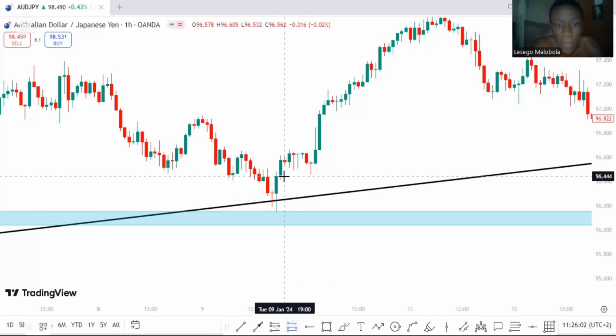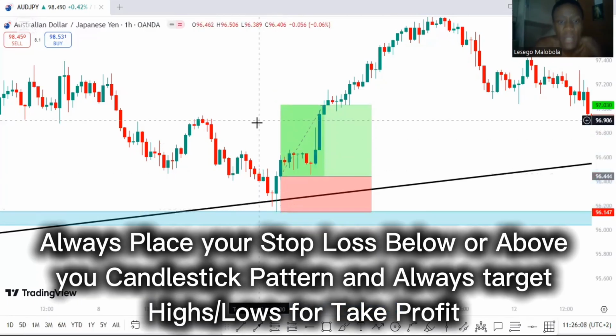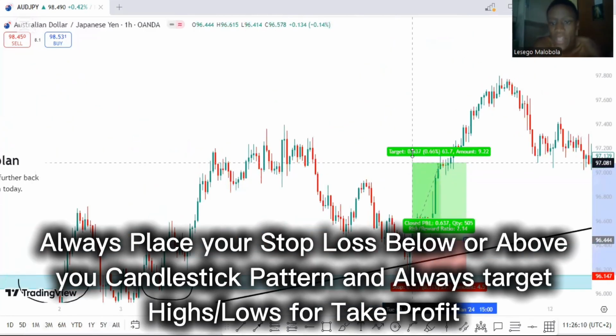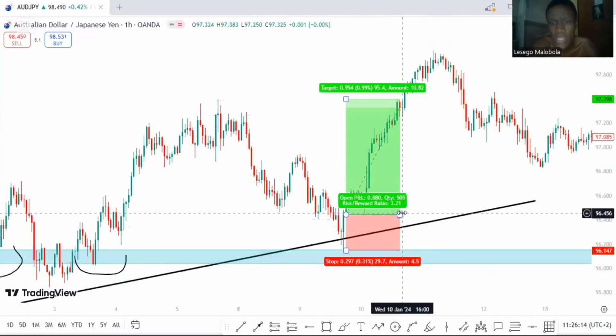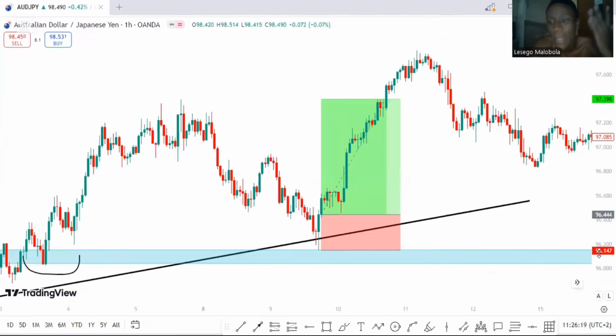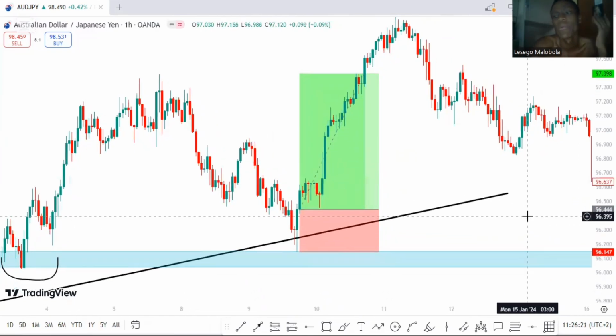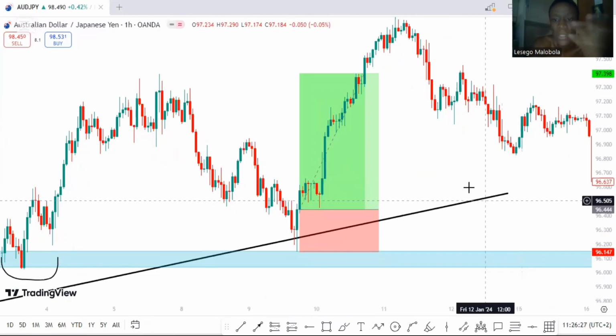So if I were to take my trades right over here, guys, obviously now I would have had my stop loss below the bearish engulfing candlestick. You understand me? And for TP, you know we always target our highs, and if we targeted our high right over there, you can see we would have had a nice 3% trade. Why? Simply because you understand market structure, support and resistance, and candlestick patterns. You understand me?